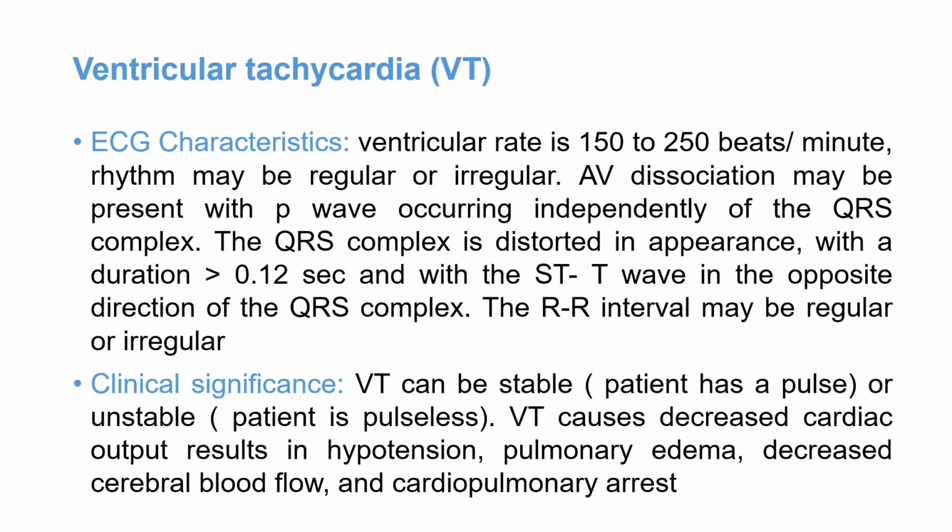Ventricular tachycardia ECG characteristics: the ventricular rate will be 150 to 250 beats per minute. Rhythm may be regular or irregular. AV dissociation may be present, with the P wave occurring independently of the QRS complex, and with a QRS duration above 0.12. The ST segment will be in the opposite direction. The R wave may be sometimes regular or sometimes irregular.